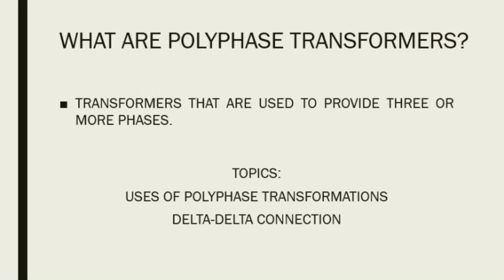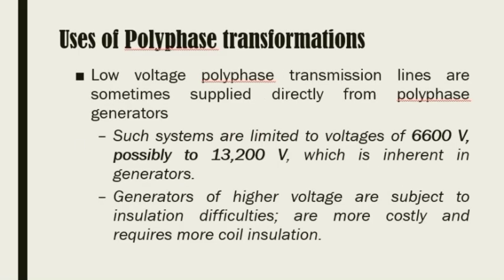According to what I searched, aside from 3 or more phases, it can even elaborate combinations up to 24 phases for DC rectification transformers. But we will be focusing on the various uses of these polyphase transformations, and the first connection to be discussed, which is delta-delta connection. So, let's proceed. Here are some uses of polyphase transformations.